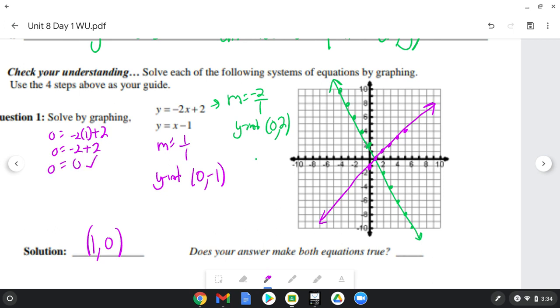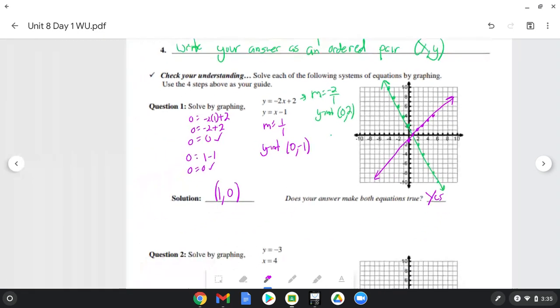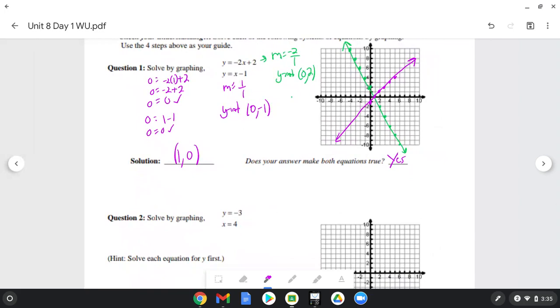And then the bottom one would be 0 equals 1 minus 1, and that's 0 equals 0. So yeah, it did. If you plug it in, and if you did this correctly graphically, then you should always get a yes there, by the way. All right, so that's the first one.